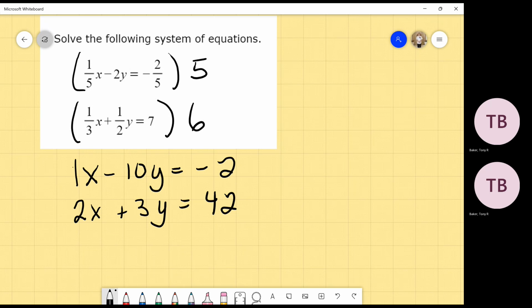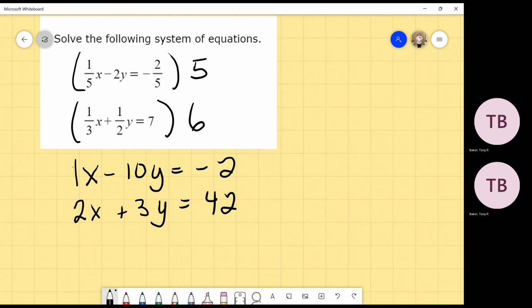All three methods, the graphing method, the substitution method, and the elimination method, will give you the same answer. Okay?